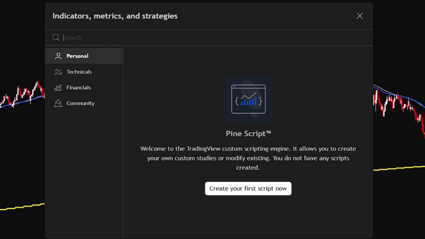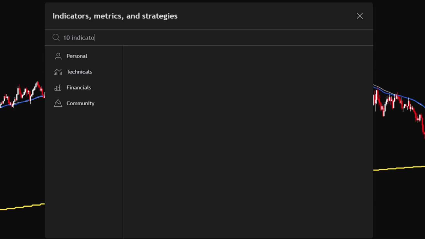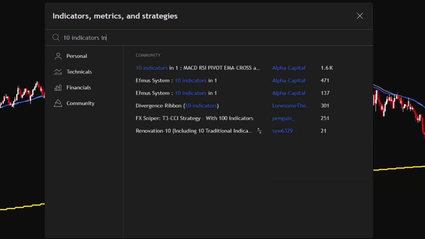Now back to our second tool, another free indicator that will take your trading game to the next level. So let's jump back into the indicator section and search for 10 indicators in 1. You know the drill. Head over to the search bar, type in 10 indicators in 1 and hit enter.